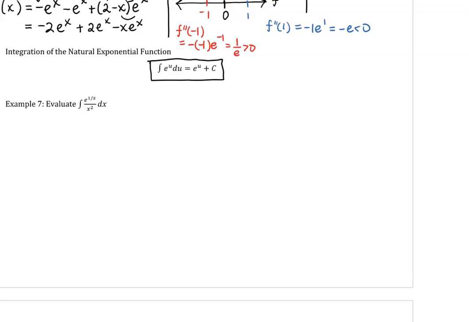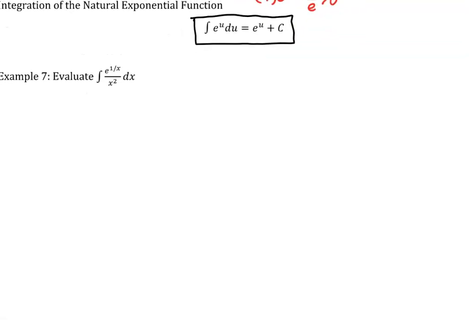So looking at example 7, we will need to use u substitution in order to evaluate this integral. Remember, we want to pick u so that the derivative of u shows up somewhere else in the integral. I'm going to take a few seconds to just rewrite this function to help you see how our substitution is going to work.